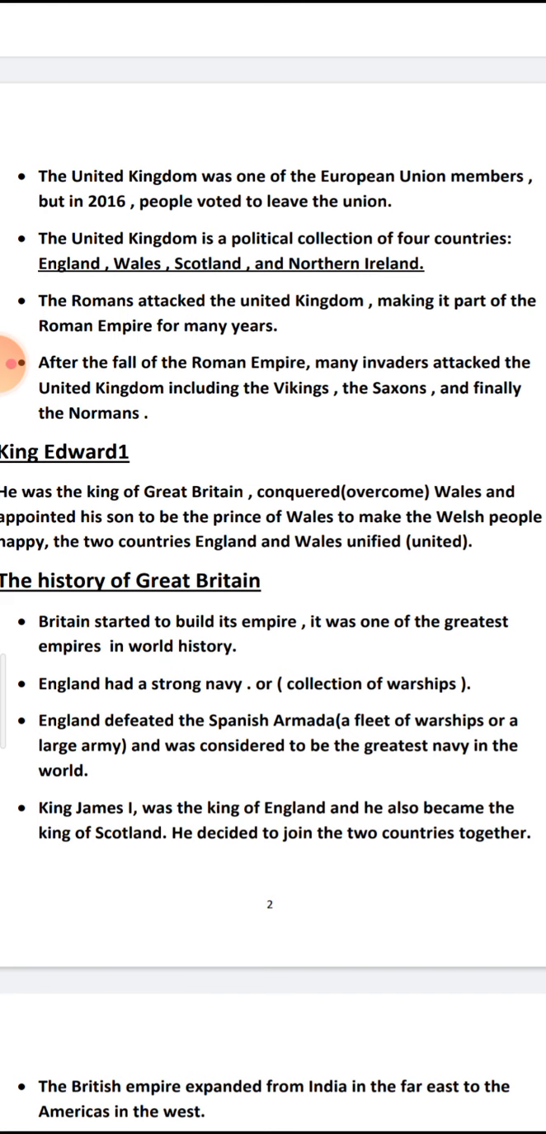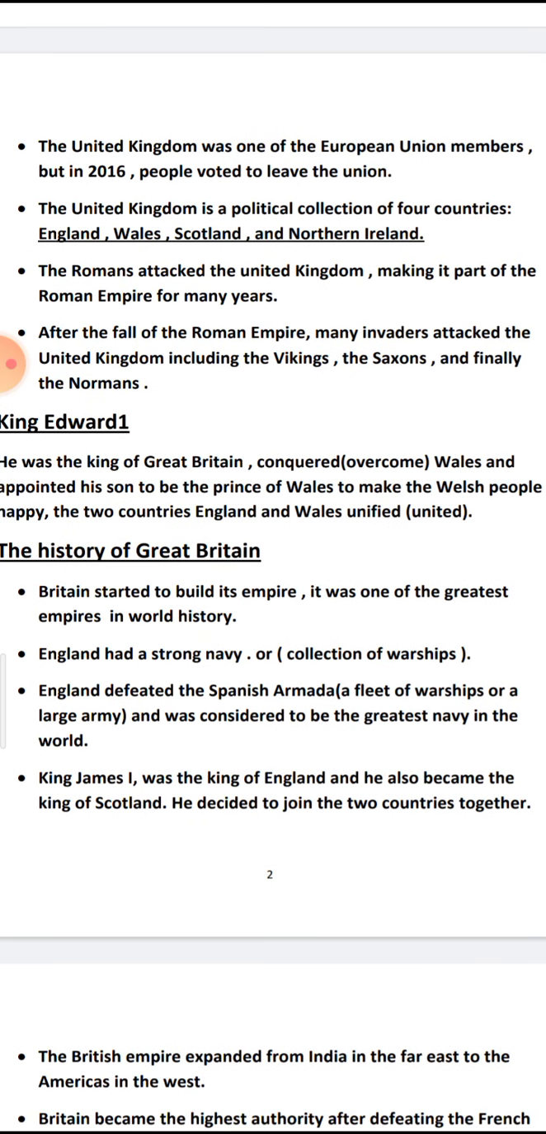So, the European Union is a group of countries joined together and made the European Union. And the United Kingdom was one of the European Union members. But in 2016, people voted to leave the Union. This date is very important.